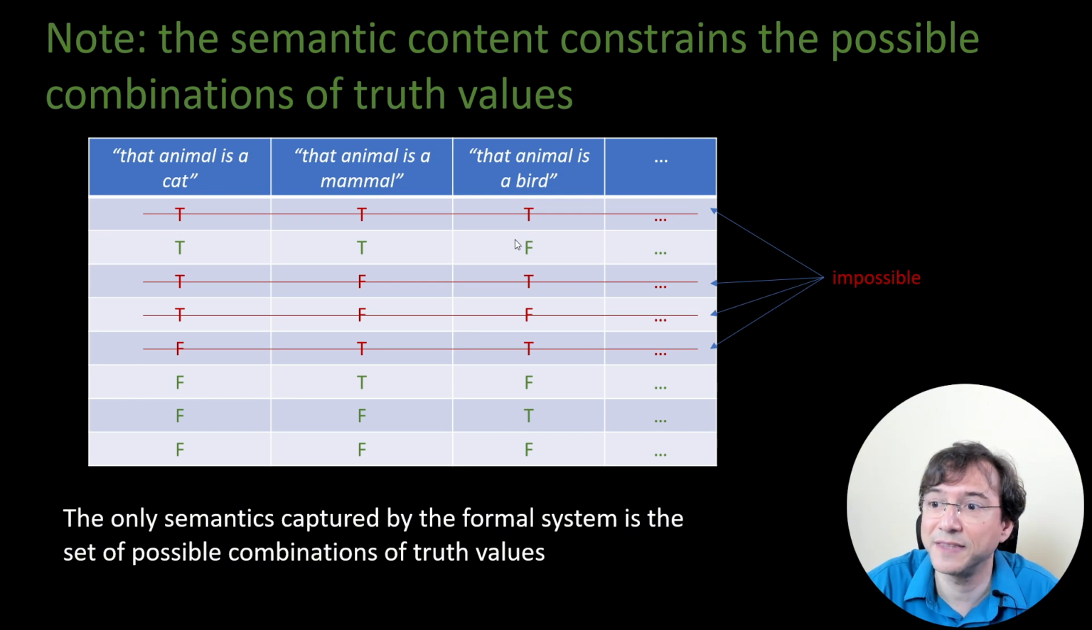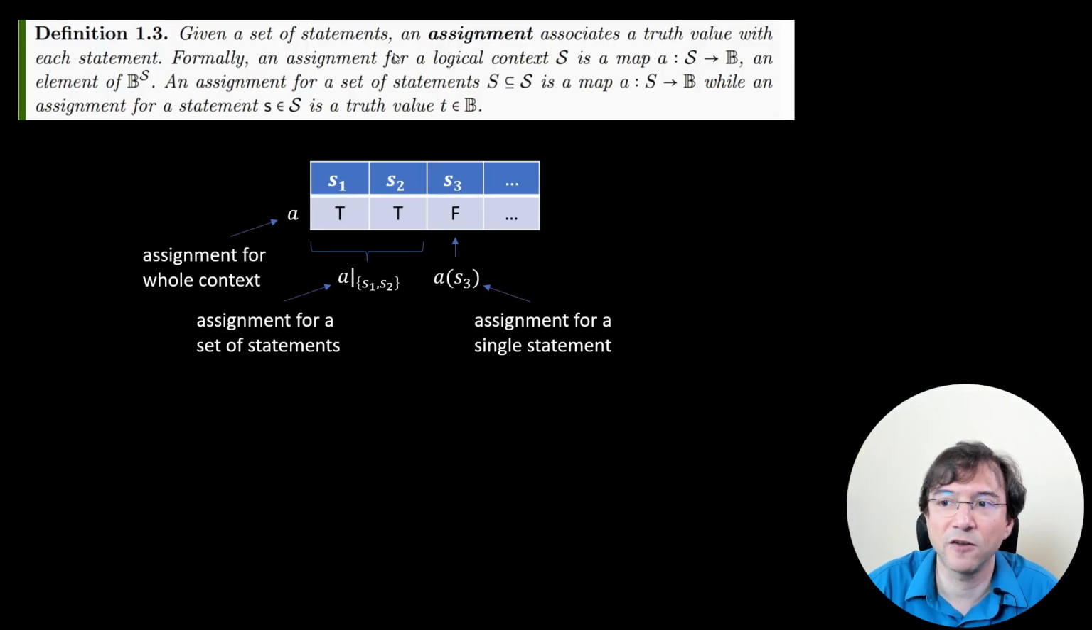So how do we represent this formally? Well, given a set of statements, we define an assignment, something that associates a truth value with each statement. And so basically we have a function: an assignment is a function from a set of statements, from a context, to true or false. So if this is our context, and all the columns are a statement, an assignment is just a row, and for each column it tells us whether the assignment is true or false for each statement.